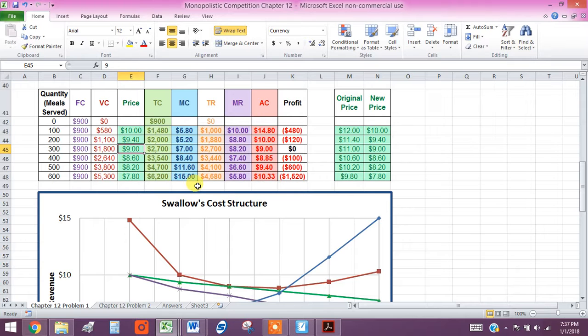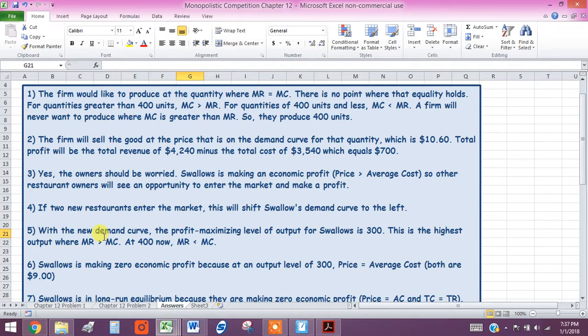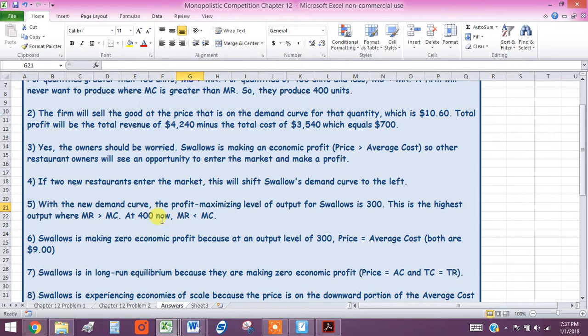Okay. I'm not sure if I asked you about the price. Let's see. And no, I just asked you the level of output. So you just need to put in here number 5. They're going to produce at 300, because 300 is the highest output where marginal revenue is greater than marginal cost. At 400, as I showed you on the graph, marginal revenue is less than marginal cost.